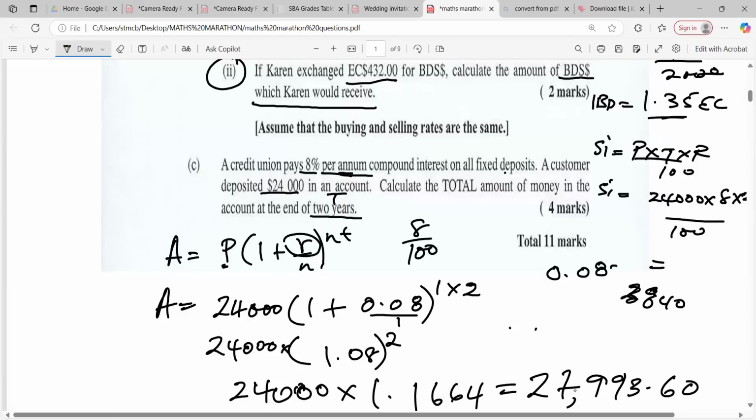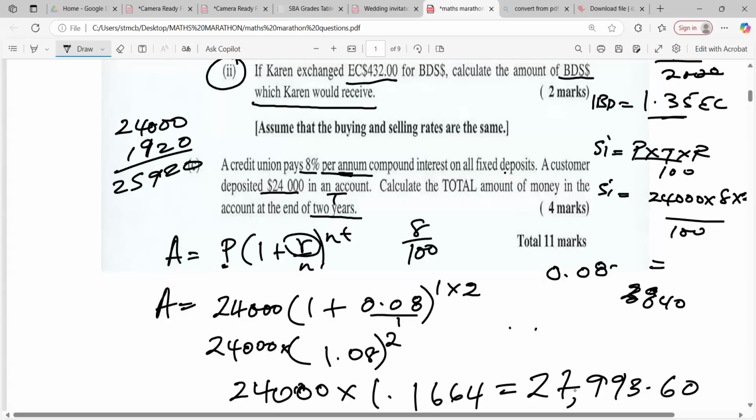24,000 times 8% is 1,920. So 24,000 plus 1,920 gives 25,920, right? And then we do this again. Let's see, 8% of that.